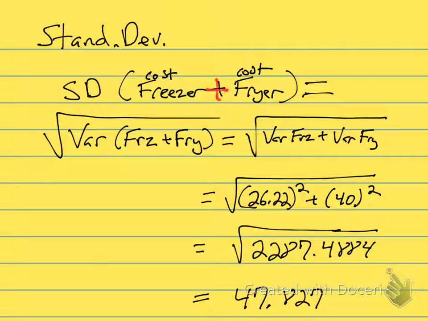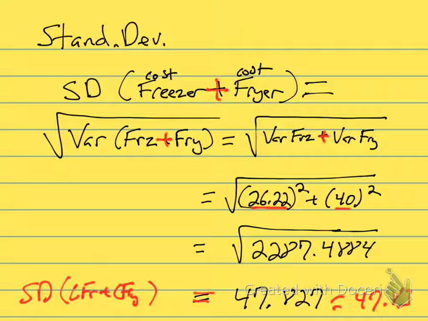adding the standard deviation cost for the freezer and the fryer, in which case, again, we're going to have to take the variance of their sum. So we'll separate them. This is the square of the standard deviations, and then this will be their sum, and we'll have the standard deviation for the cost of the freezer plus the cost of the fryer will equal $47.83 approximately.